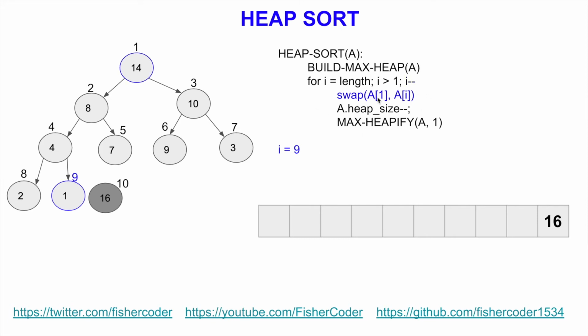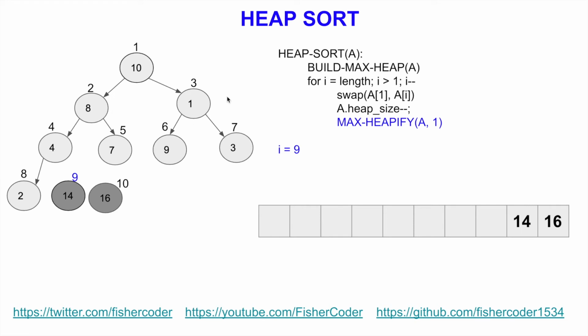We'll swap. Now swap 14 with 1. Next, we'll decrement the size of the heap by cutting off the edge in the visual representation. So now 14 is put into the correct position, right? Now 1 is still violating the max heap property. It's again at the root of this entire tree. So we'll continue to call max-heapify on root node. So 1 is going to be swapped with 10, and then we'll continue to call max-heapify on this one.